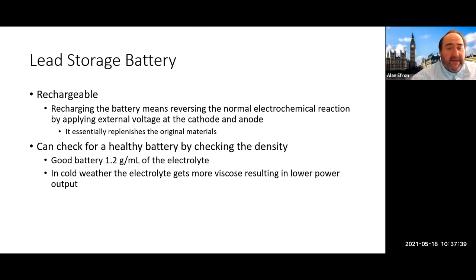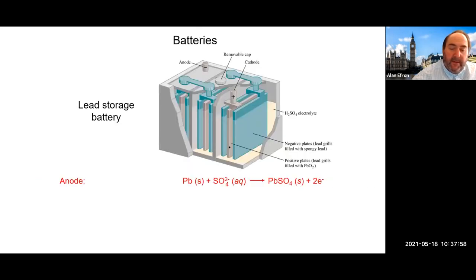Before you turn it right off and you're stuck again. We can check the health of a battery by looking at its density. In cold weather, sometimes electrolytes get a little bit more viscous in there, which makes it a little bit harder to turn on. So if you live in really cold weather, sometimes it's troublesome to start your car.